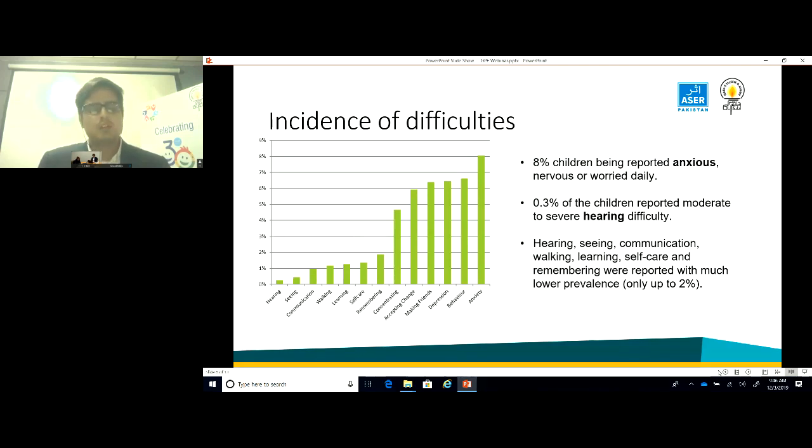On the other hand, difficulties in concentrating, accepting change, making friends, depression, behavior, and anxiety were reported with much higher prevalence rates within the range of 5% to 8% of children. So in terms of gender, the high prevalence of depression and anxiety among girls and the high prevalence for difficulty in behavior reported among boys were the only statistically significant findings as far as the gender is concerned. For all other difficulties, there is no statistical difference in the prevalence between boys and girls. Next slide, please.